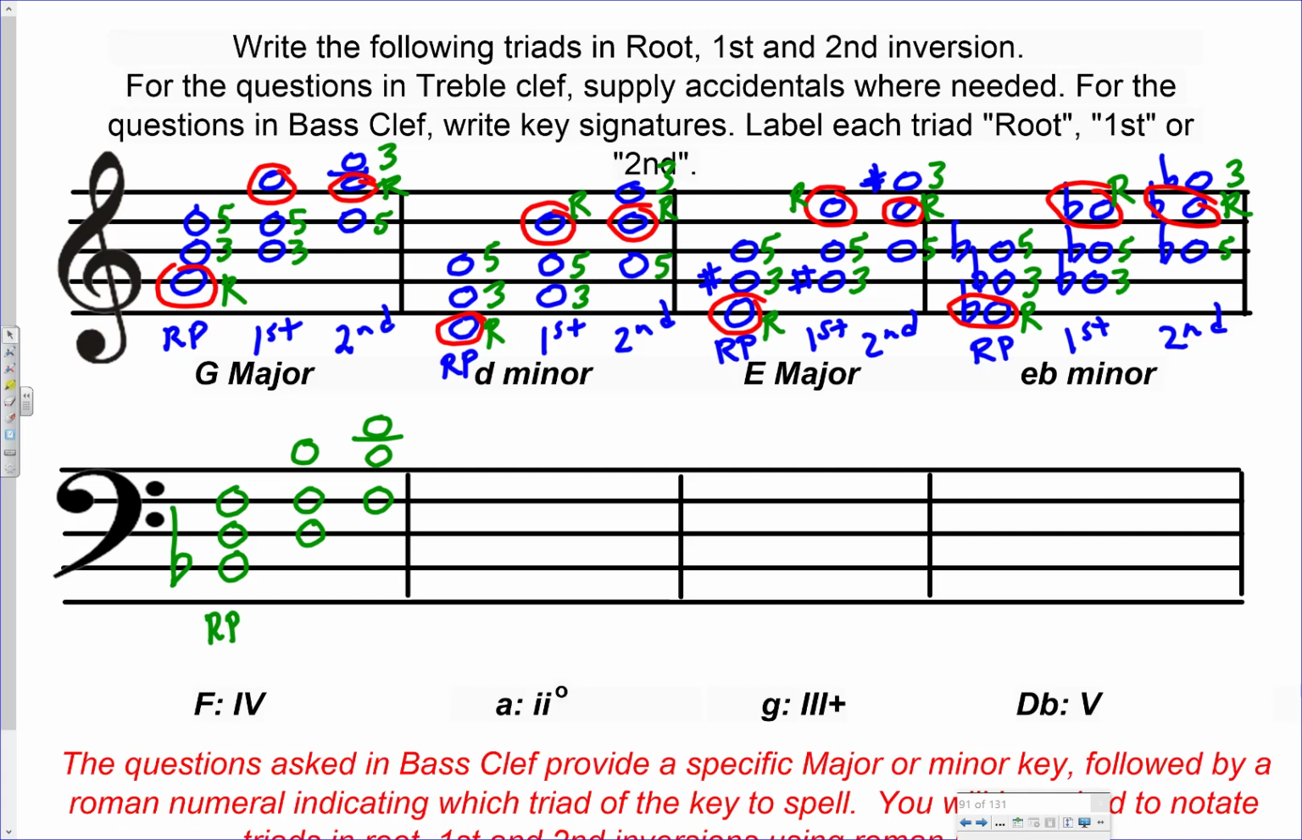In the third example, we're in the key of G minor. Don't forget to put your key signature. And recall that we're using harmonic minor form for minor keys. We need to build in root position, first inversion, and second inversion the 3 augmented chord in the key of G minor.